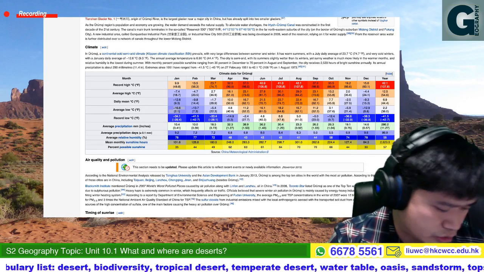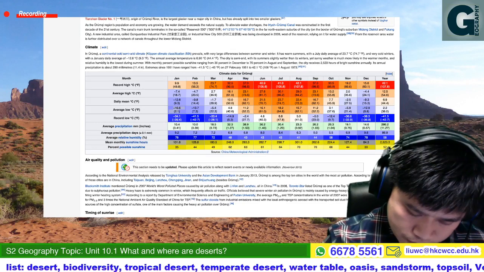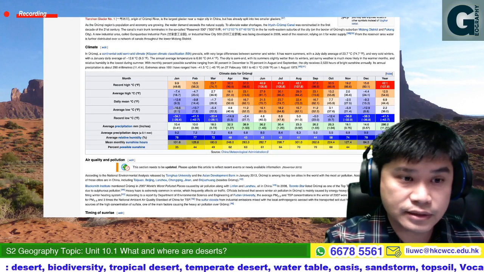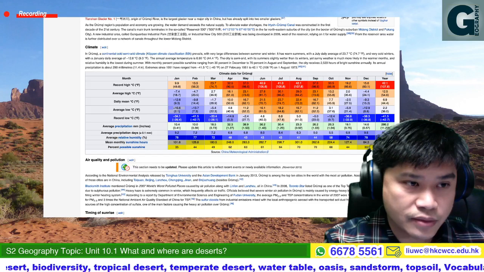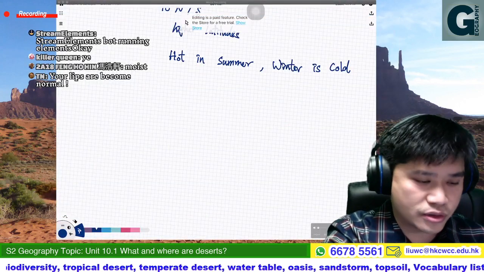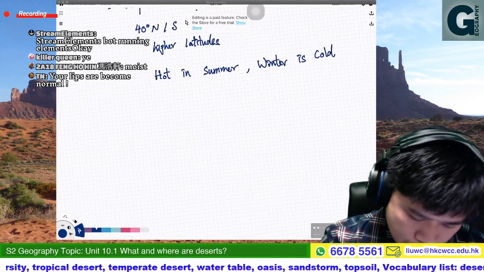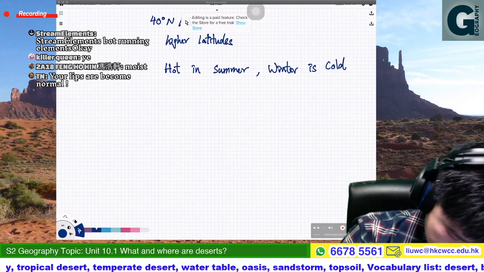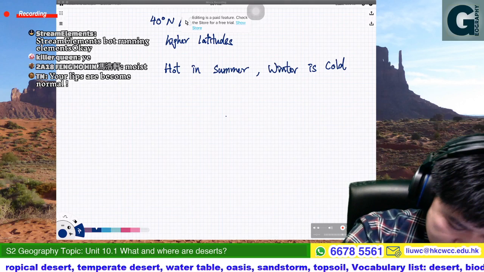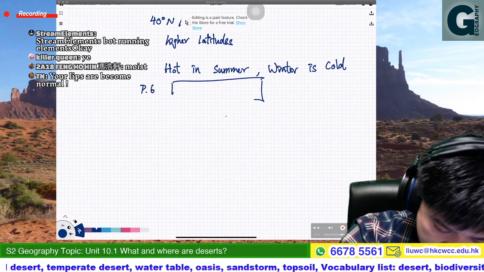Okay, so let's go back here. Next, after we talk about where, we're going to talk about some basic characteristics. So we go back to the characteristics of the desert, on page 6.